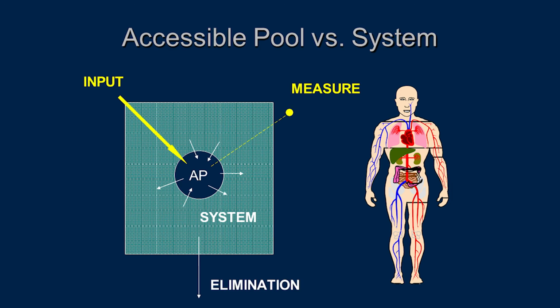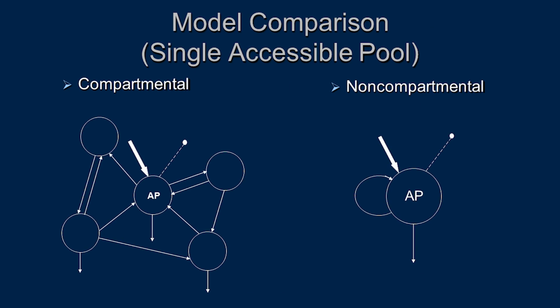It's something that we don't necessarily model explicitly. So here's a comparison of the two modeling methods, and I've highlighted the accessible pool in both. For the compartmental model, just to reiterate, everything that communicates with the accessible pool is explicitly stated. In this model, there are 5 compartments. Some of them communicate bidirectionally with the accessible pool, some unidirectionally, and some clear to the environment, and some others don't.